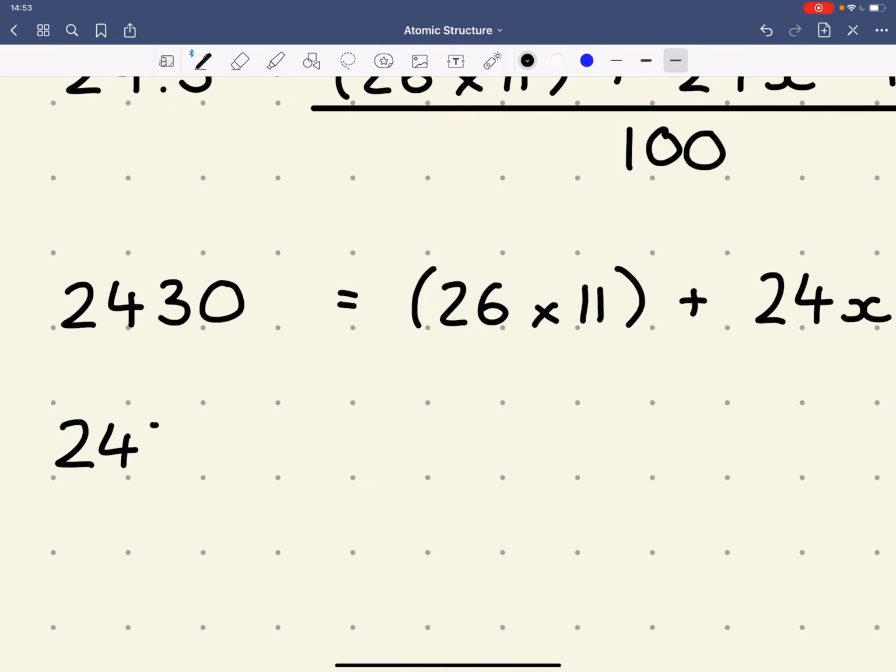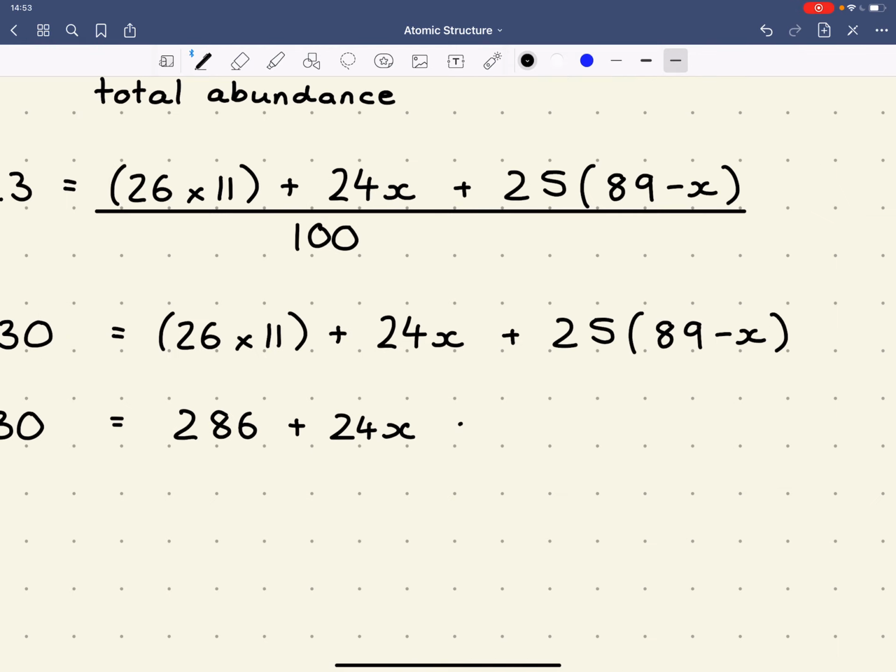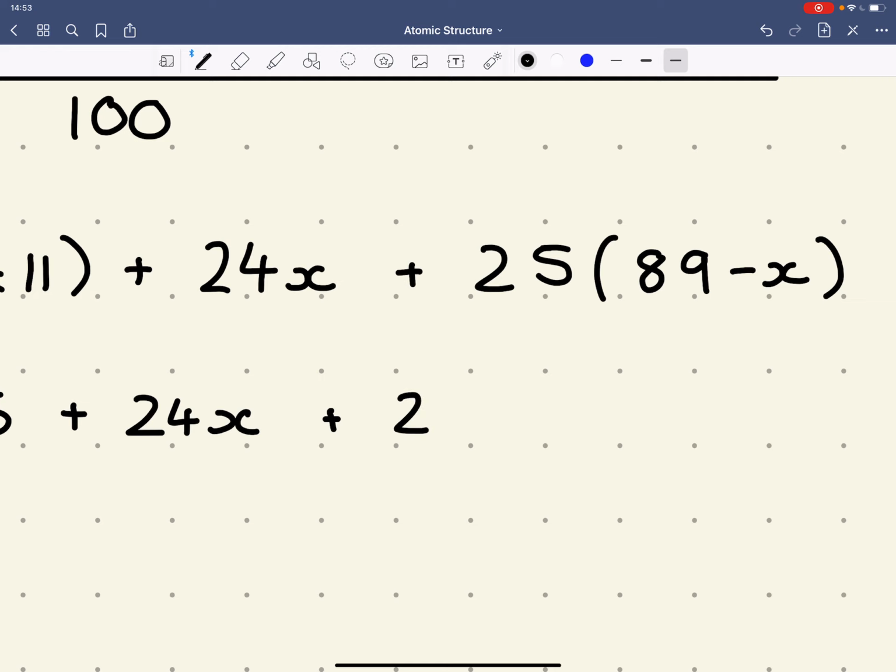So 2,430 then equals 26 times 11 is, I think, 286, plus 24x, and then we need to multiply this bracket out. Now 25 times 89 is 2,225, my mistake, minus 25 times x is 25 times minus x is minus 25x.